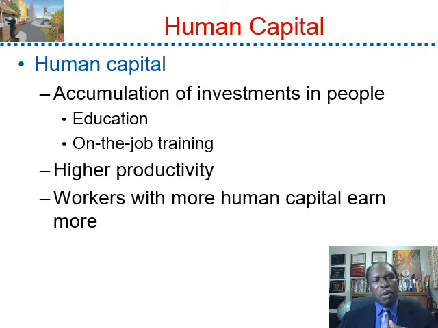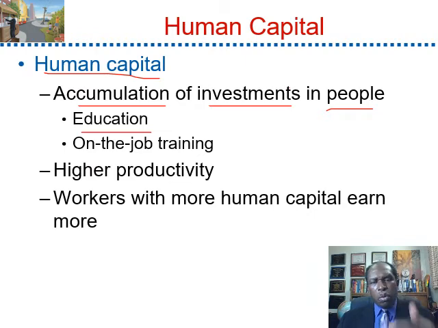Another reason for differences in wages is human capital. What is human capital? Human capital is the accumulation of investment in people through education. For instance, you go to college to get your bachelor's or master's degree so that you can earn more money and have a better quality of life. You can also earn human capital through on-the-job training, where when you get hired, they train you first so you can be familiar with the work before you start the job.